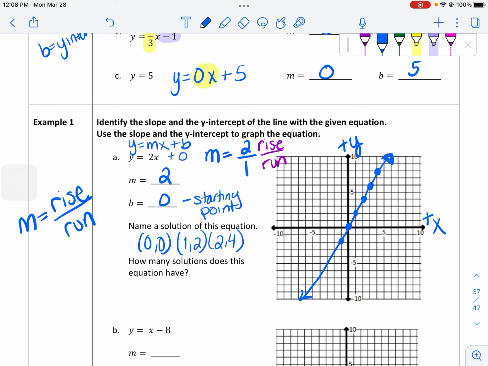Because lines go on forever in both directions, there are infinitely many solutions to this equation. You could continue to keep plugging in x's and getting y's. So there are infinitely many solutions.